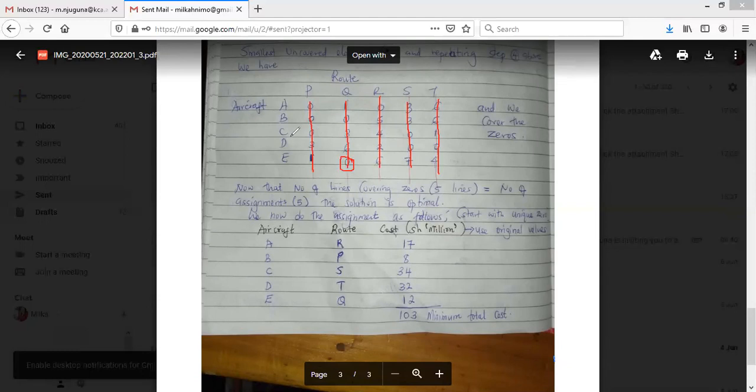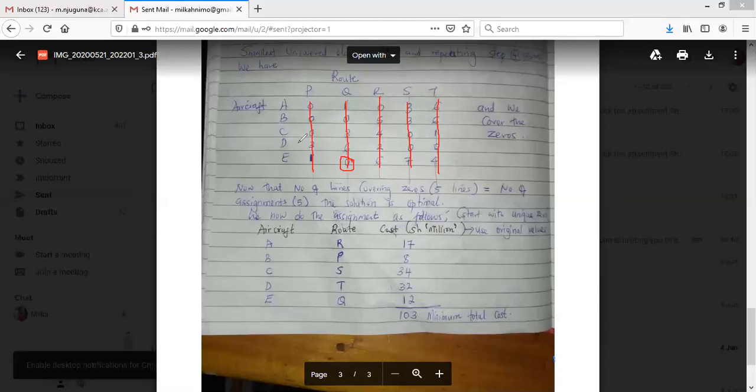Then we can go to C. C, we have 2 routes that it can be assigned to, that is P as well as S here. And if we were to do so, it would mean what? P has already been taken by B, so no assignment is possible. The only option left for C is now to take route S. So you do that assignment.